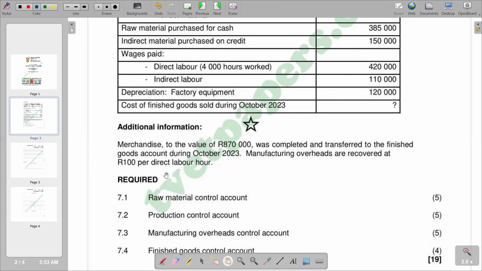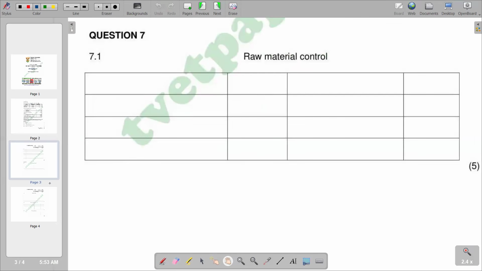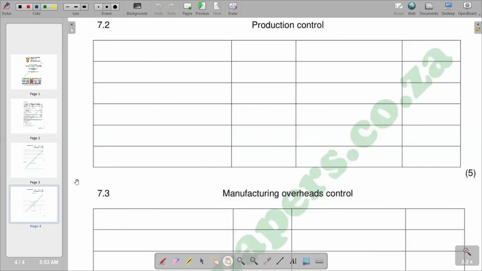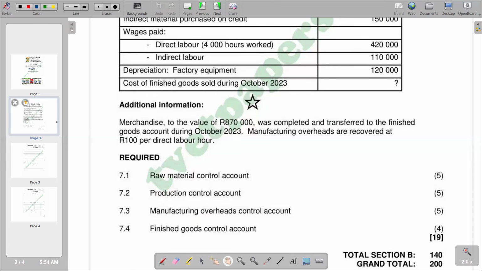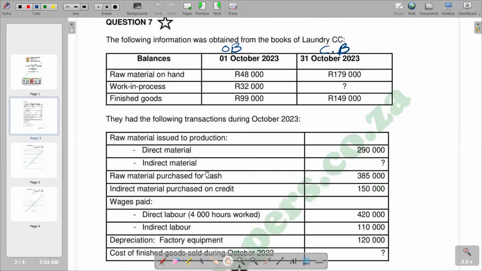And then on the third part, we have got first part, raw material control account, second part, production control account, and then we have manufacturing overheads control account, and lastly, we've got finished goods control account. So these are the accounts that we need to open. So going to our other section, we'll see that these are the spaces that we need to fill in as we answer the question. So going back to our question, we are going to start with our opening balances, and then we input those opening balances in each and every account.